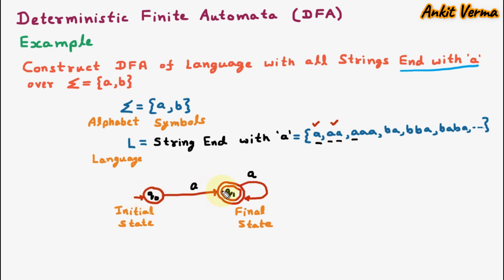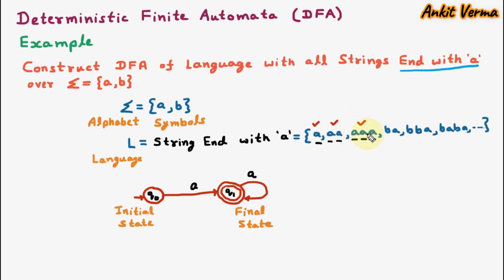In a similar manner, if we have 3 times A, for the first A, from Q0 we come to Q1. Then for the second A, we again come back to Q1, and for the third A, we again come back to Q1. This is an infinite loop, meaning any number of A will come, we keep coming back to Q1. So 3 times A is also accepted by the DFA.